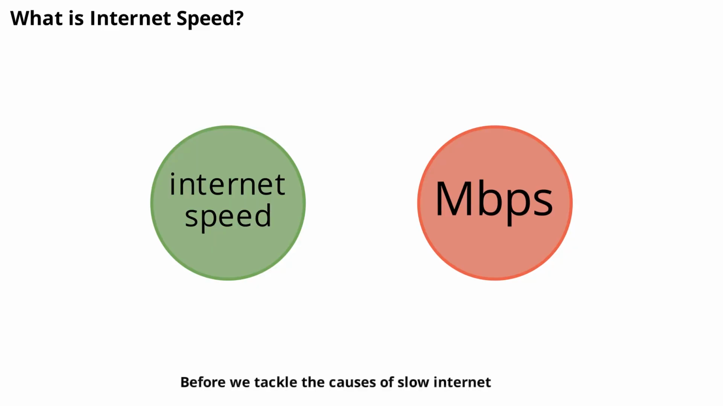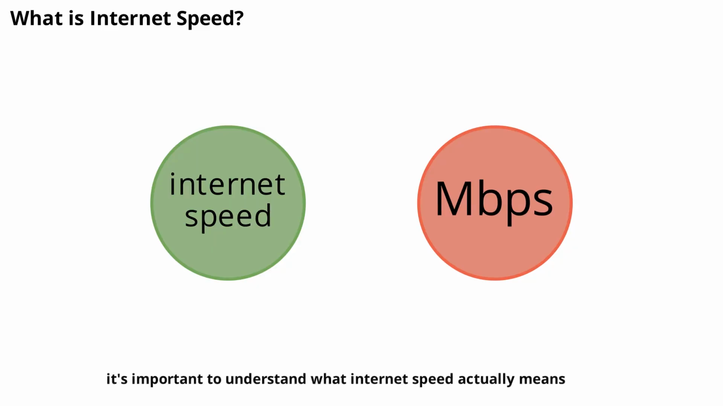Before we tackle the causes of slow internet, it's important to understand what internet speed actually means. Internet speed is typically measured in megabits per second, or Mbps, and it determines how quickly data can be downloaded or uploaded from the internet. Download speed affects how fast you can stream videos or load web pages, while upload speed impacts activities like sending emails or uploading files. Knowing your current speed can help you identify if there's a real problem or if your plan simply isn't fast enough for your needs.